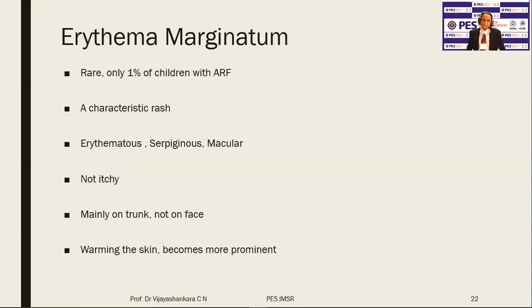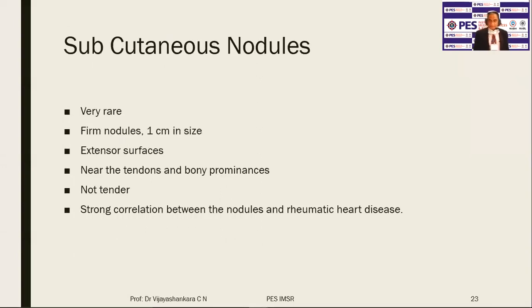Erythema marginatum is very rare. Only 1% of the children with acute rheumatic fever. It's a characteristic rash, erythematous, serpiginous, macular. It's not itchy, mainly on the trunk and not on the face. On warming the skin, it becomes more prominent. That's a characteristic feature of erythema marginatum.